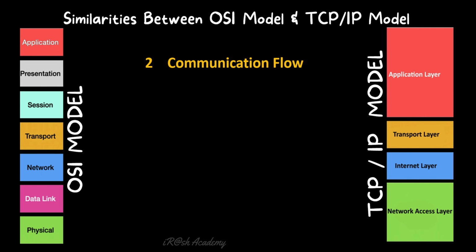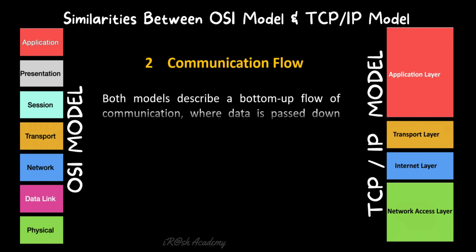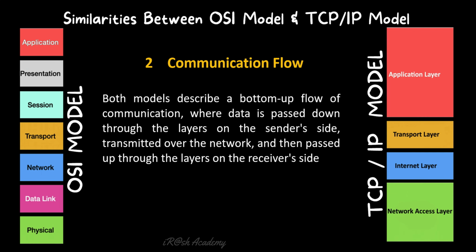Now the point number 2, communication flow. Both models describe a bottom-up flow of communication, where the data is passed down through the layers on the sender side, transmitted over the network, and then passed up through the layers on the receiver side. Another similarity between the OSI model and TCP/IP model is the communication flow. How does the communication flow in computer networks?